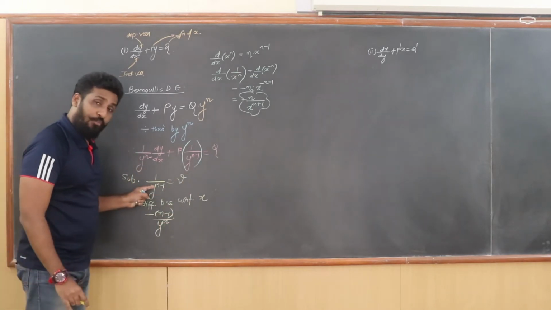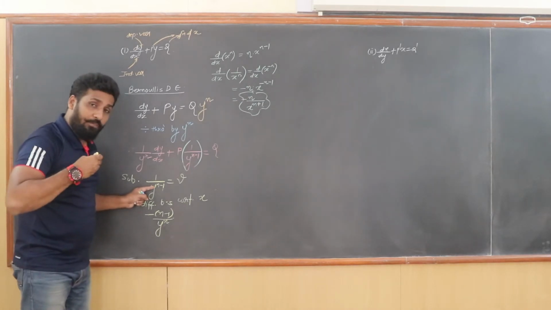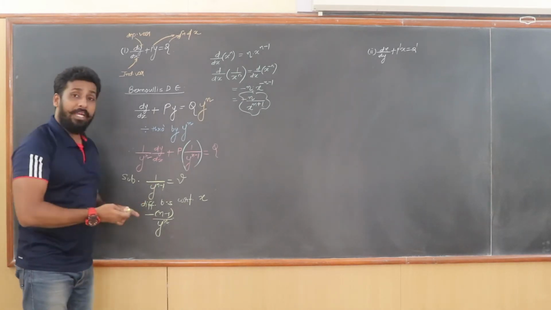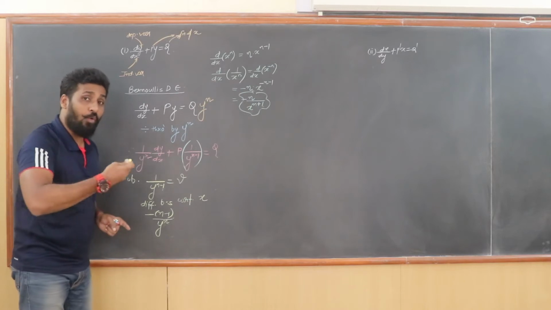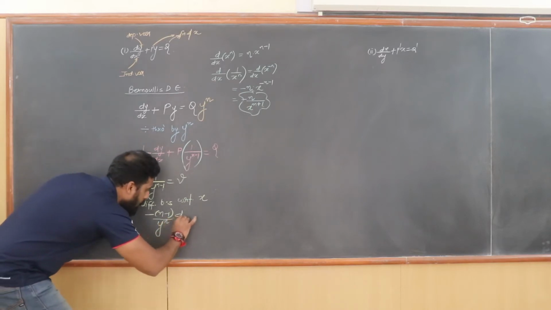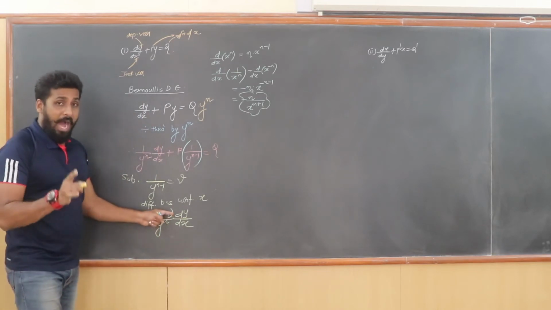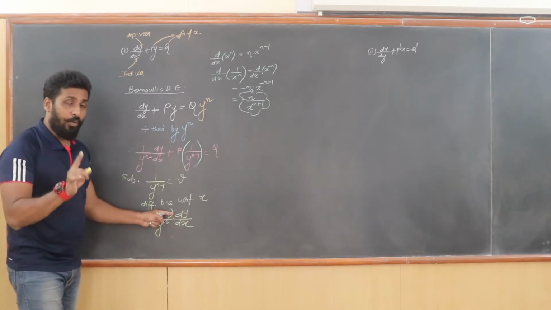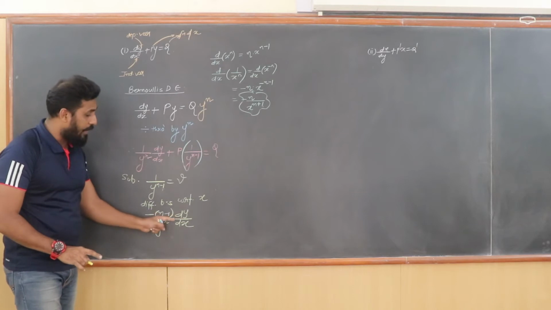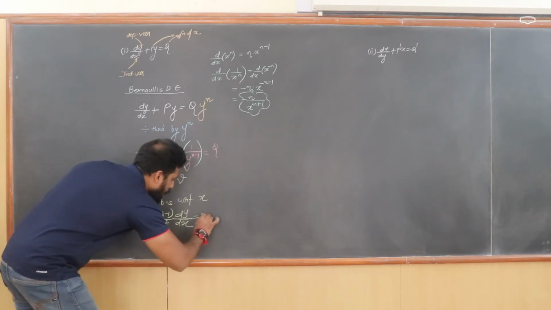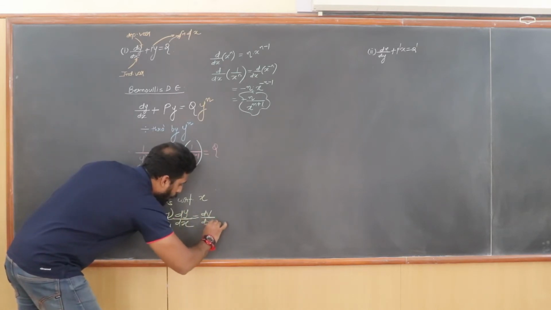Since it is a term of y, we are differentiating with respect to x. A term of y getting differentiated with respect to x will give us dy by dx. Very important. Y is getting differentiated with respect to x, that is why this dy by dx has come, is equal to dv upon dx.